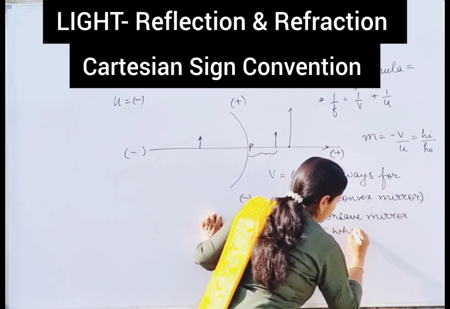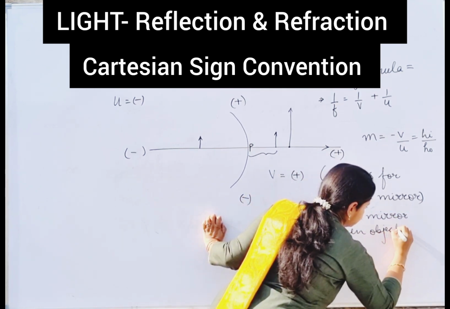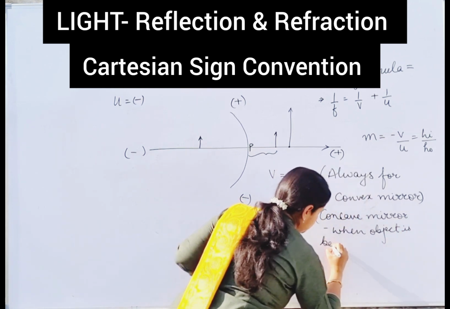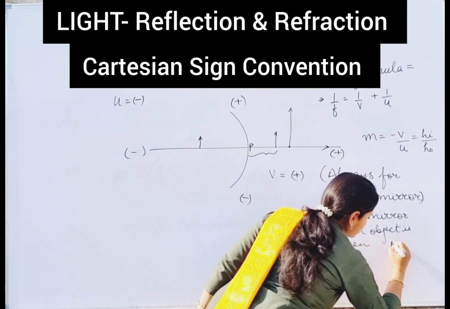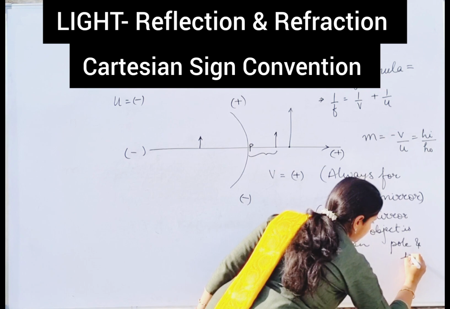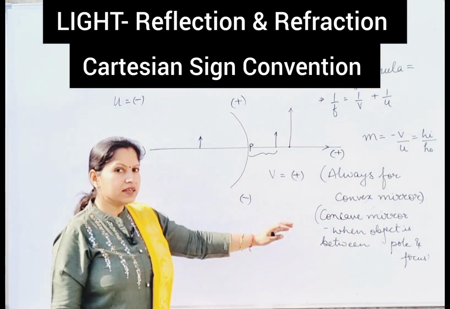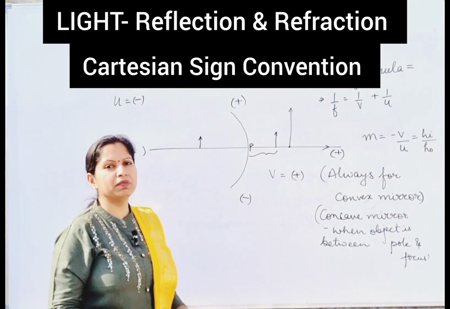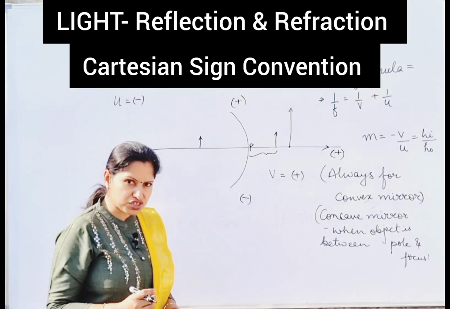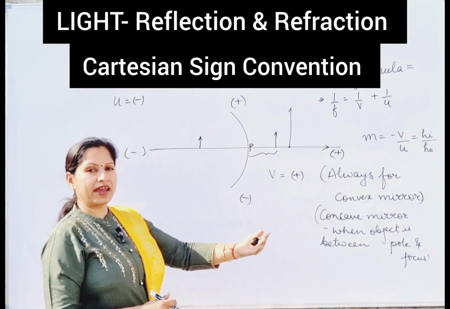When the object is between pole and focus for a concave mirror, then the image formed will be positive. इमेज डिस्टेंस को पॉजिटिव लेंगे. क्यों पॉजिटिव लेंगे? क्योंकि वो राइट साइड में बनती है.